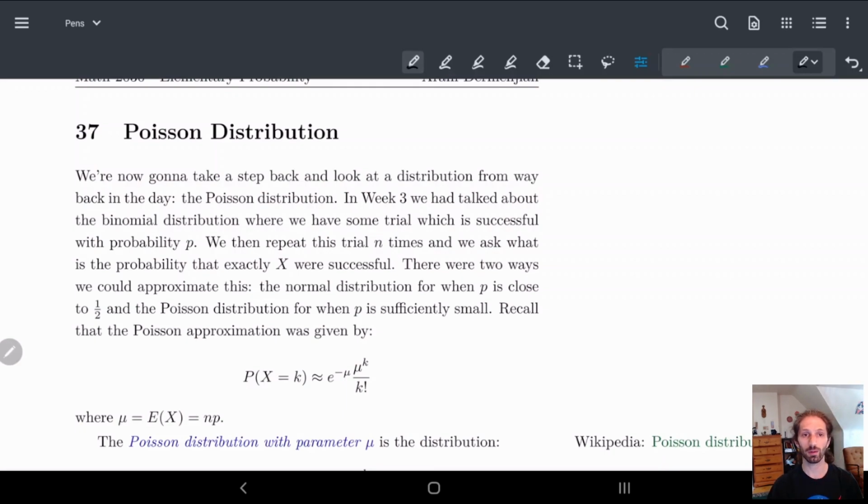distribution. So if you remember when we did the binomial distribution, we said, okay, we take some trial, we repeat it n times, and what's the probability that this thing happens exactly x number of times? And we had two different ways to approximate this, right? We had the normal distribution for when p and n are close-ish to one another. And then we have the Poisson distribution when they're not close to one another. In other words, if p is sufficiently small.